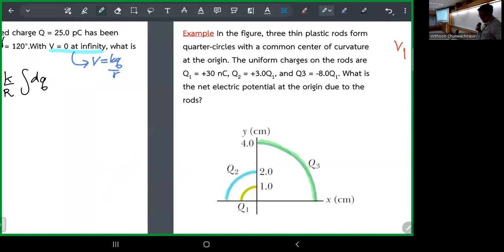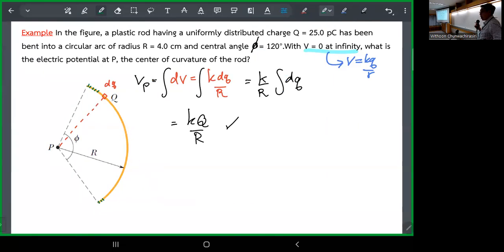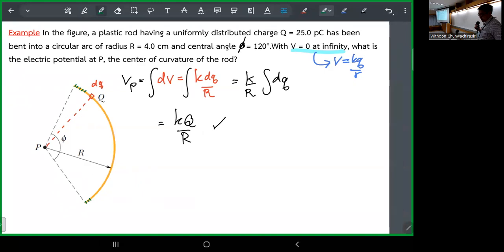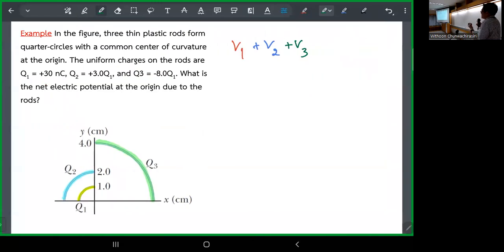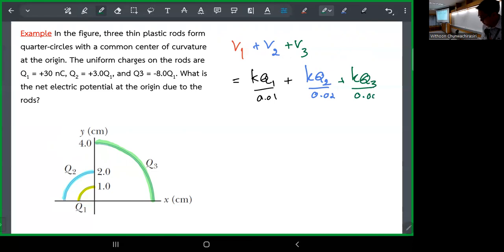From the previous exercise, you already know how to do that for an arc. We already argued that whenever you have charges sitting at the same distance, all you need to do is take K over the distance and collect all the charge. So it's K Q1 over 0.01 meters, plus, for the blue one, K Q2 over 0.02, plus, for the green one, K Q3 over 0.04. Believe it or not, it's done.